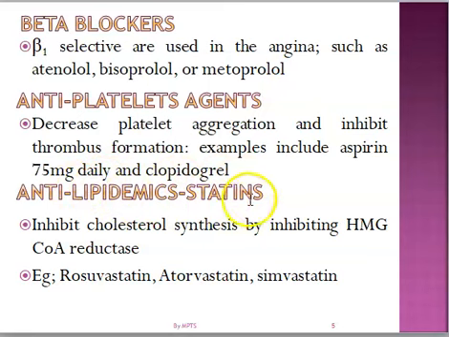Antilipidemics, these ones are common also. They inhibit cholesterol synthesis by inhibiting HMG-CoA reductase. Remember, we have high cholesterol levels in blood. They can easily cause atherosclerosis or plaque formation. Examples, we have rosuvastatin, atorvastatin, simvastatin.